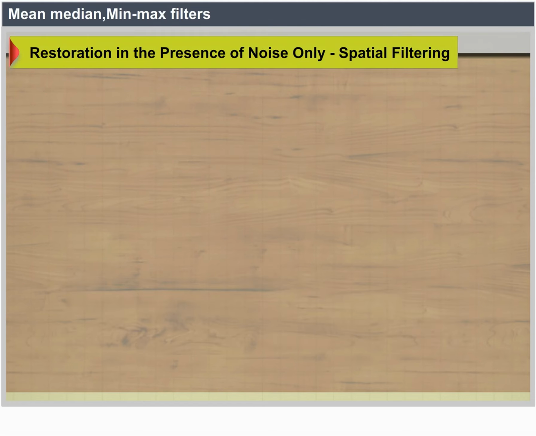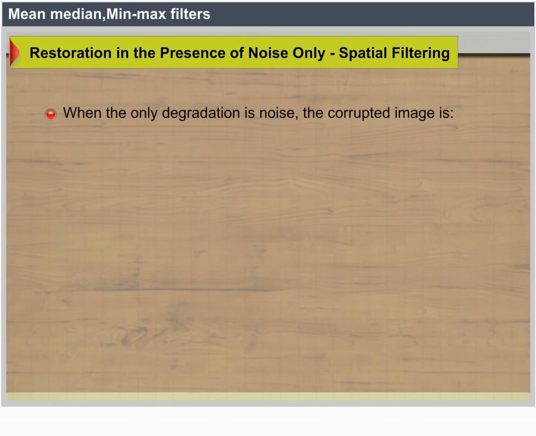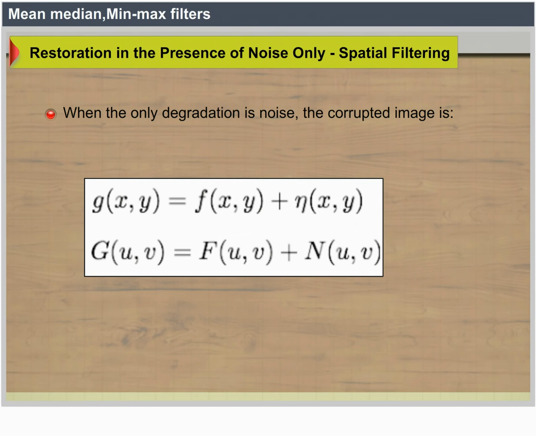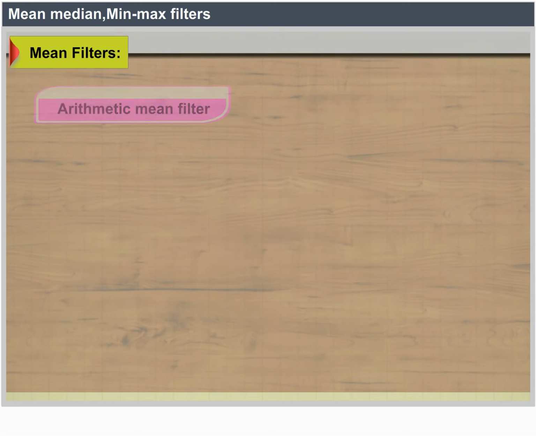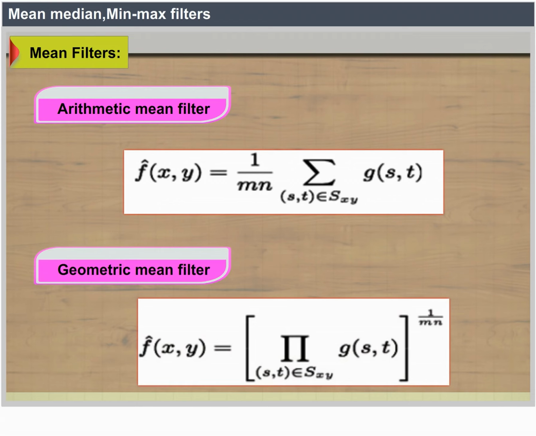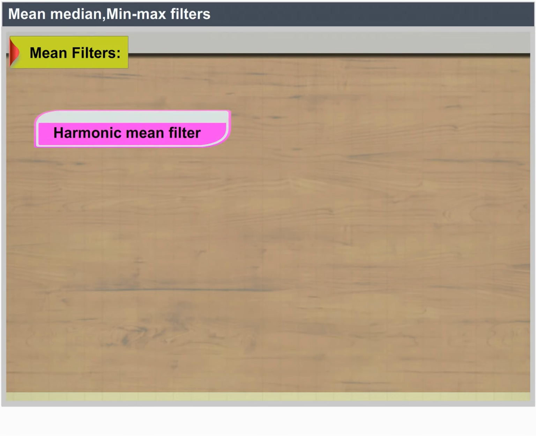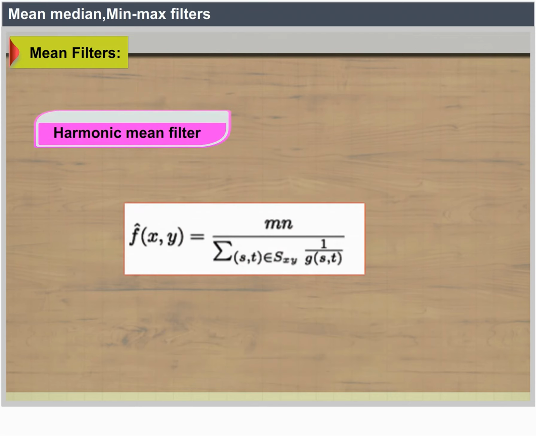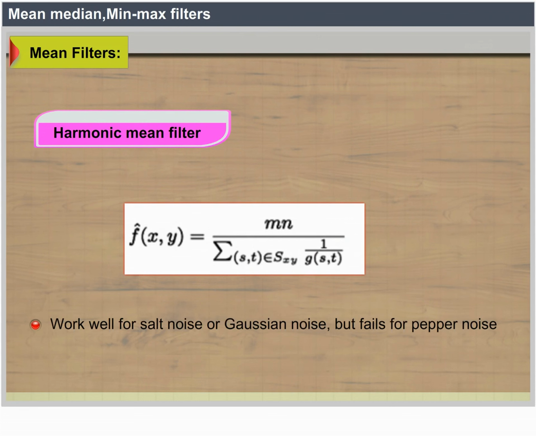Restoration in the presence of noise only, spatial filtering. When the only degradation is noise, the corrupted image is represented by the equation shown on screen. When only additive noise is present, use spatial filtering. Mean filters: arithmetic mean filter equations are also shown. Geometric mean filter equations are also shown. Harmonic mean filter equations are also shown. It works well for salt noise or Gaussian noise, but fails for pepper noise.